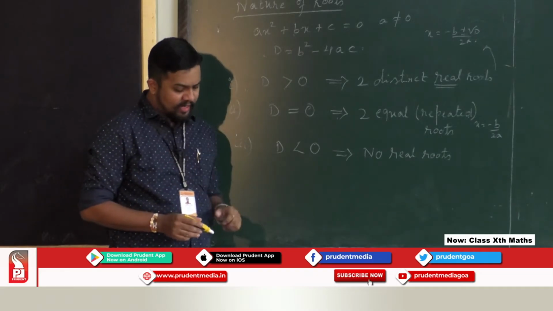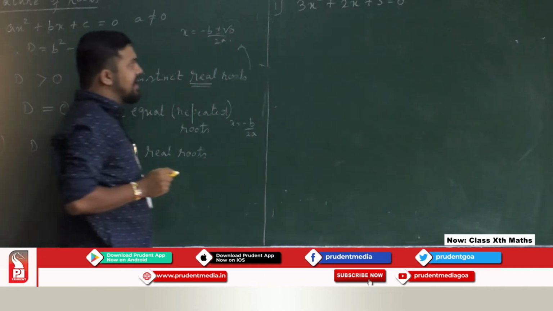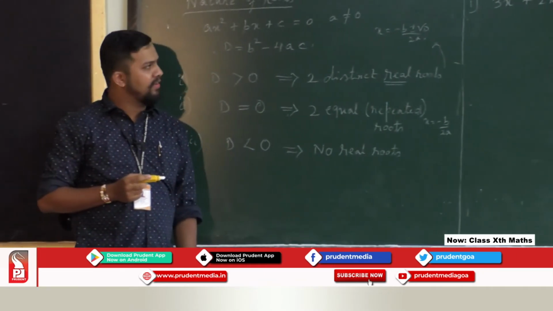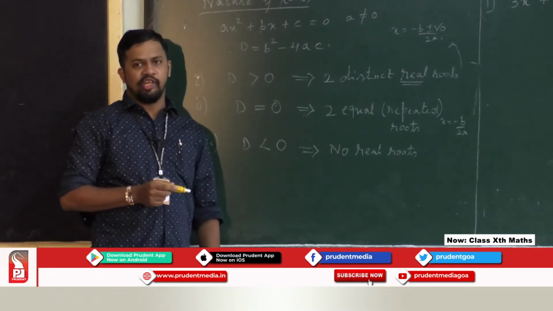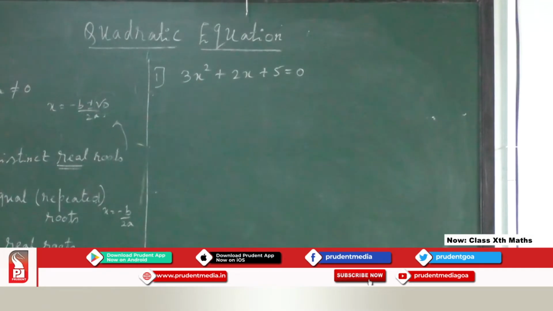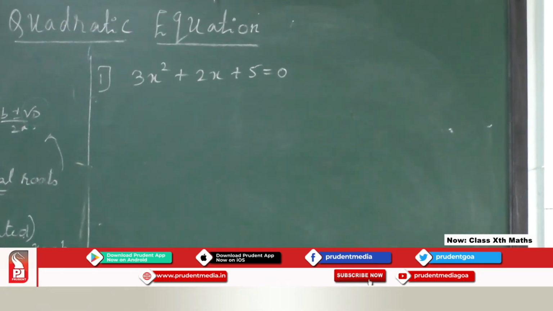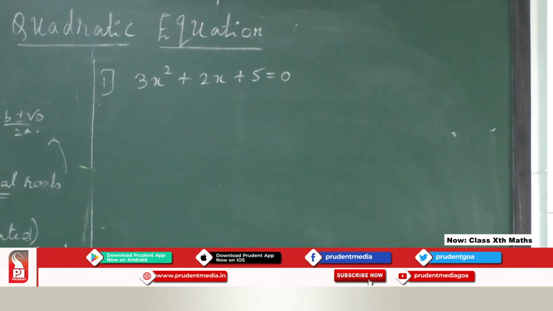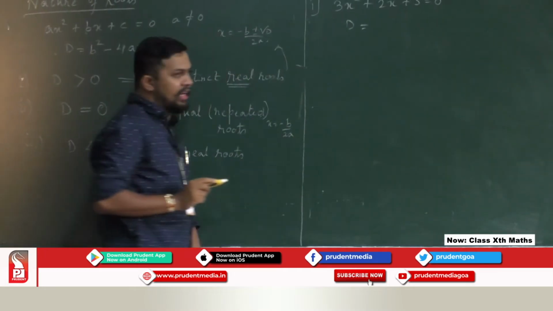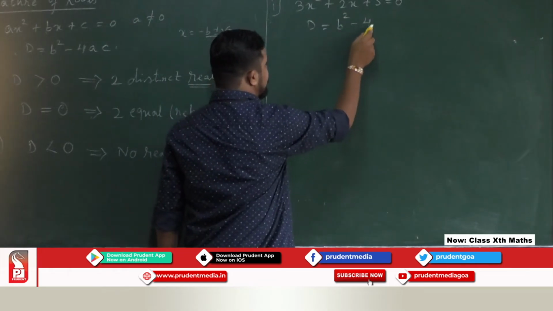The first problem I will take: 3x square plus 2x plus 5 equal to 0. Now I have to know the nature of this equation. Is it the first one, second one, or third one? How will we come to know? By finding D. Without the discriminant, you will not know the nature of the roots. So let us first find D. The formula of D is b square minus 4ac.